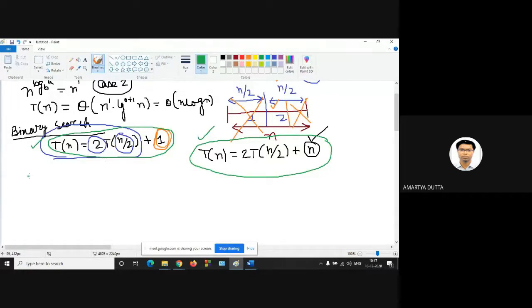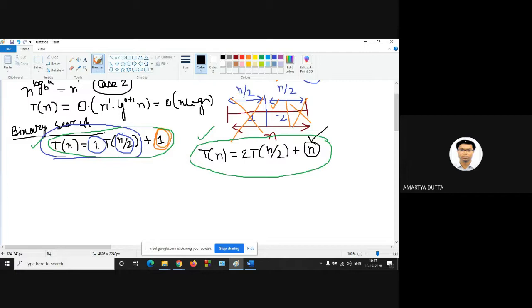Here n to the power log b base a is... oh sorry, this will be 2? Or not? We are dealing with only one part, so it will be one. In case of binary search, we are dealing with only one part.